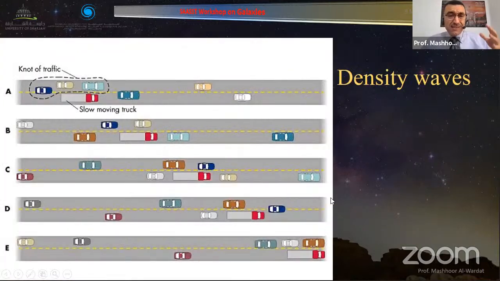How do these arms form? There's something we call density waves. Imagine there's a truck which traps cars behind it. So look here at the image down there. There's a gap here.